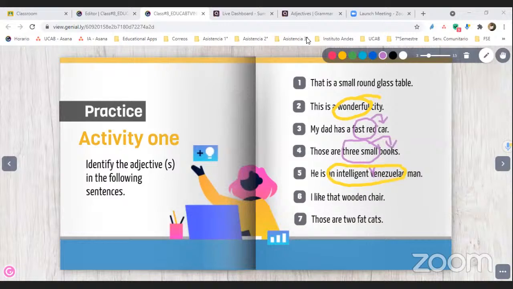Okay, thank you, Luisana. Good. So he's an intelligent Venezuelan man. So intelligent and Venezuelan are describing the man, okay? Thank you very much, Luisana. Good job. Let's see, Leticia, can you help us with number 6, please? Oh, Ildamar is back. Good. Okay, Leticia. Wooden. Okay, good, wooden. Yes, I like that, because it is made of wood. So wooden is the adjective that is modifying the noun chair. Okay, let's see.